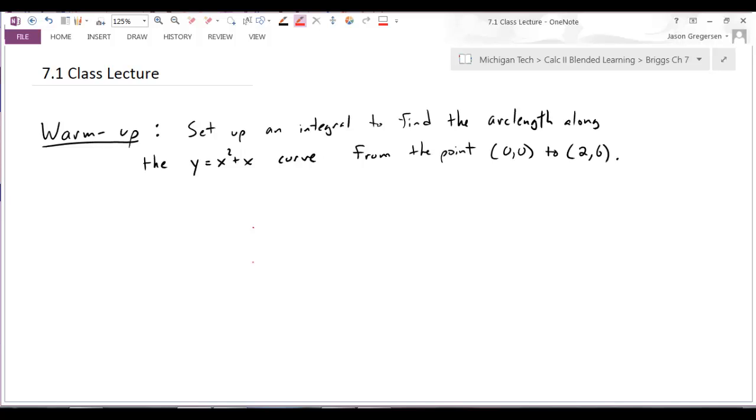And if we plug in x equals 0, we get a y value of 0. If we plug in x equals 2, we get a y value of 6. So these really are 2 points on my curve. So from here, I'm really just going by my definition for arc length.